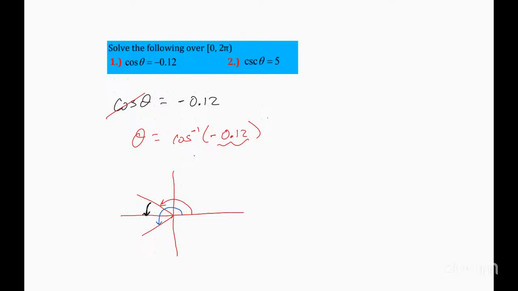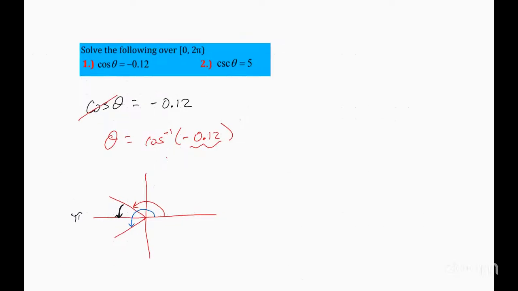So when you punch in cosine inverse of negative 0.12, what does that give you? I got 1.691. Right. So 1.691 approximately is the red answer. And so take pi and subtract that from pi. So I would put in my calculator pi minus that answer, and that gives you this number.